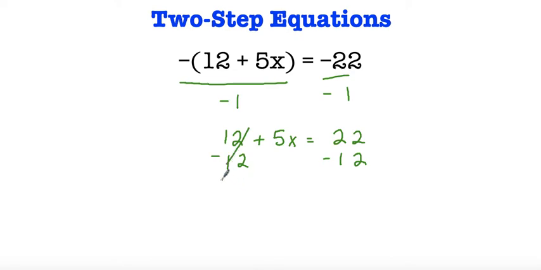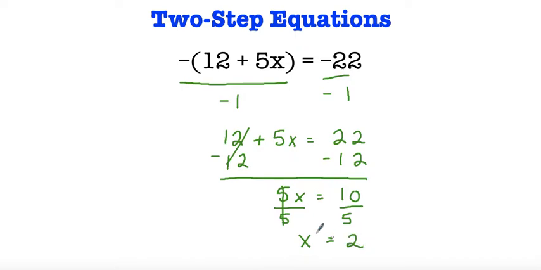And so this cancels out. So we're left with 5x is equal to 22 minus 12. So 22 minus 12 is 10. And now we have 5x is equal to 10. And in order to isolate our x, we have to divide both sides by 5. 5 divided by 5 is 1. And 1x is the same thing as just x. So x is equal to 2.